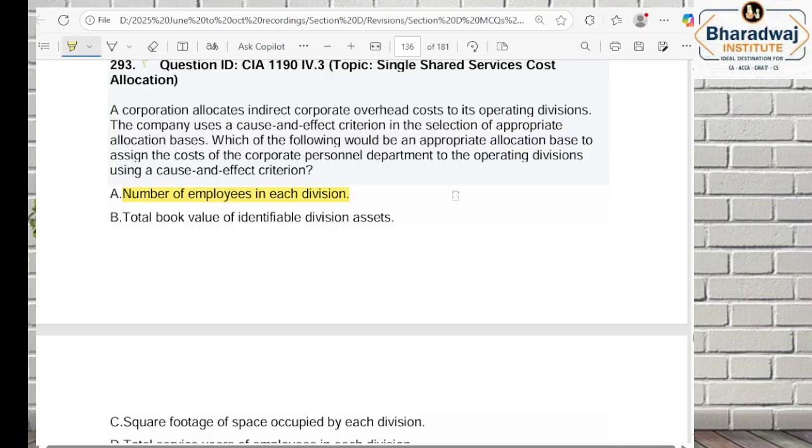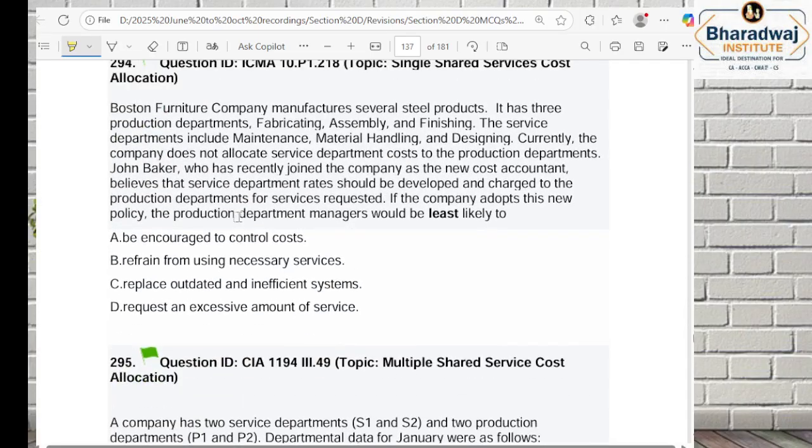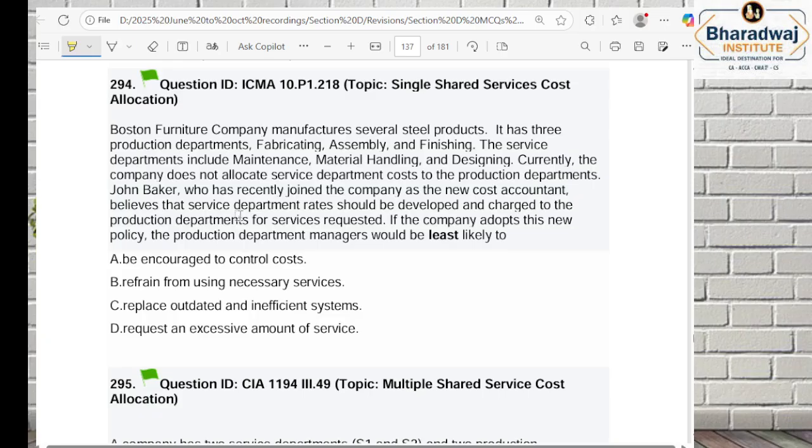Why number of employees? Personnel department. So personnel department cost depends on number of employees. Question 294, go through this please. They are making several steel products. It has 3 production departments and 3 service departments. Currently, they are not allocating service department cost to production departments. A new cost accountant who recently joined the company believes that service rates should be developed.